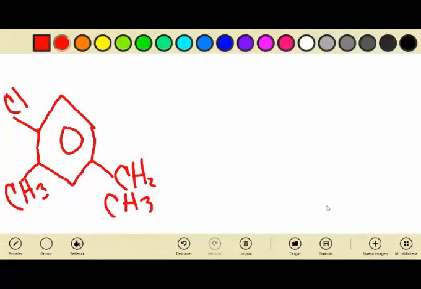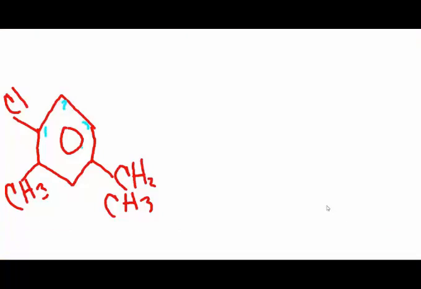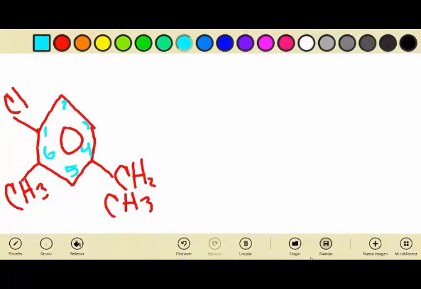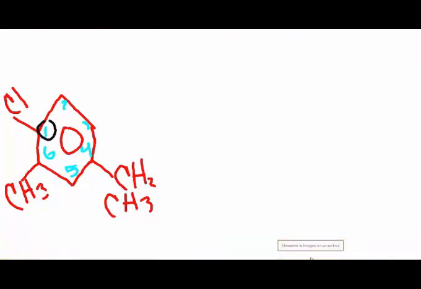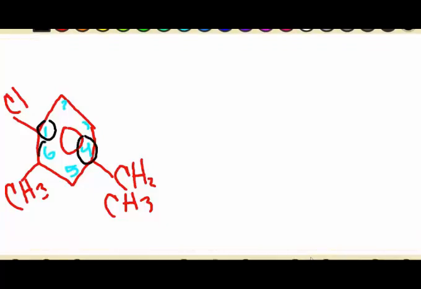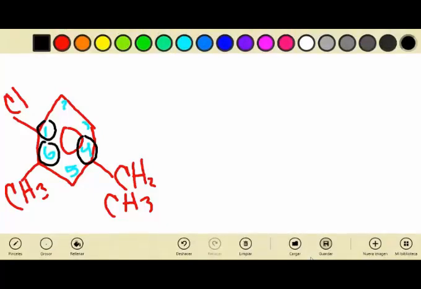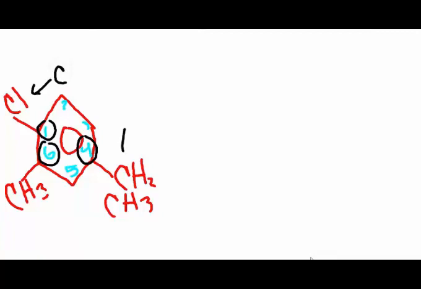First, we're going to enumerate. Now let's start from here: 1, 2, 3, 4, 5, and 6. And we're going to circle 1, 4, and 6. So alphabetically, it starts with C, this one with E, and this one with M.